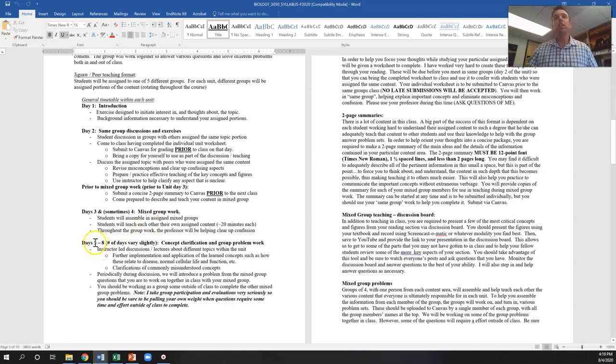And then basically in 4 days after that, this is the concept clarification and group problem work. So this is the more normal lecture and discussion where I'm working with everyone and we are really working together to apply some of those things. So the basic information really starts to get out of the way here, and the real high order aspects get out of the way here.